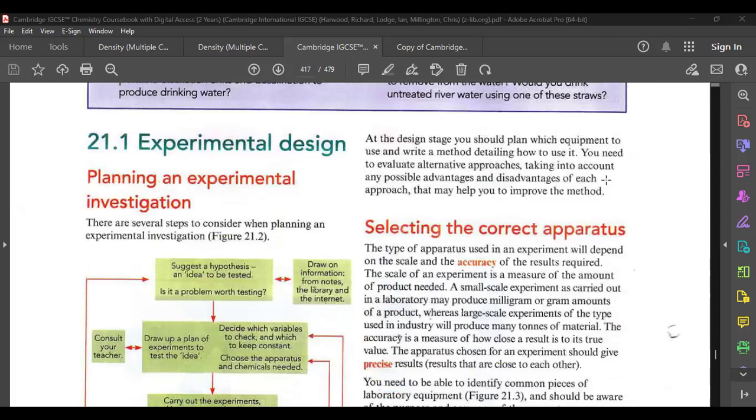Then at the design stage, obviously, we are going to plan which equipment to use and write a method detailing how to use it. Because if we are not checking how we can use this apparatus or equipment, obviously there would be no use. There would be no use of selection of operators if you are not able to handle that apparatus. Okay.